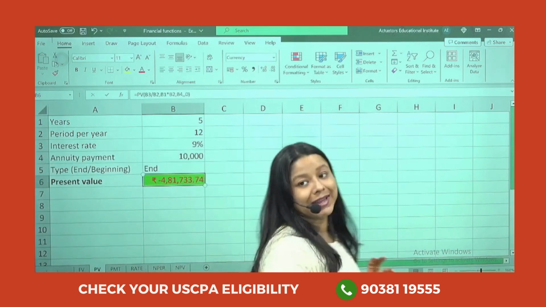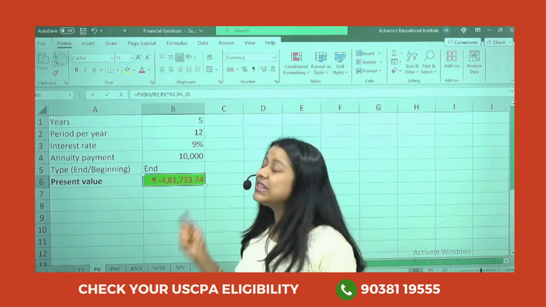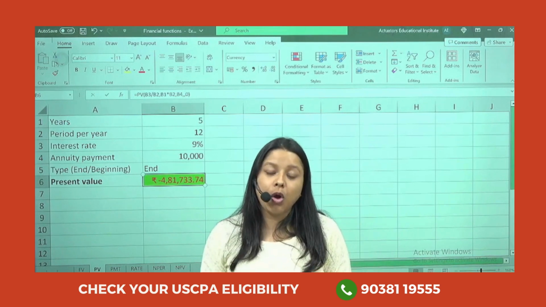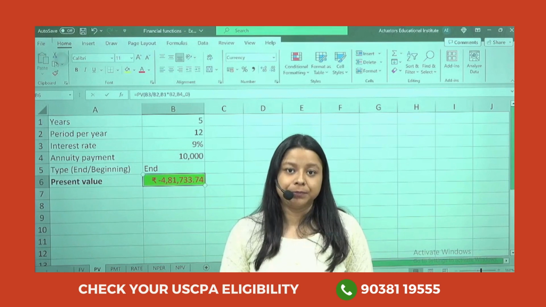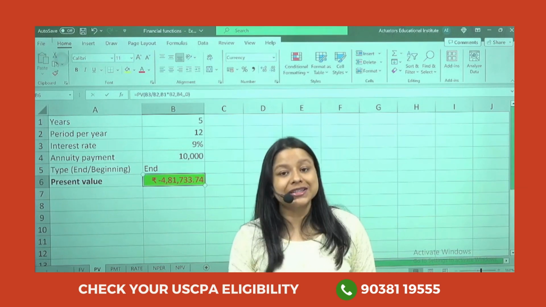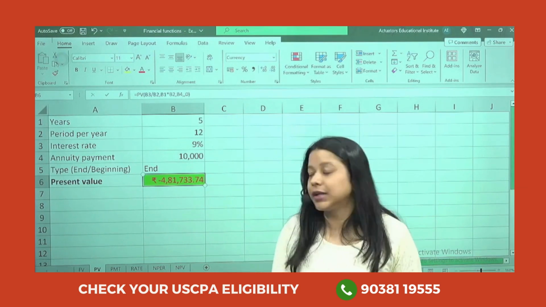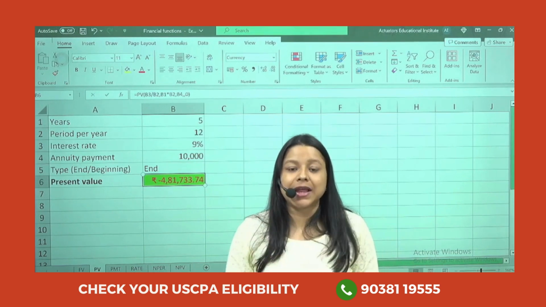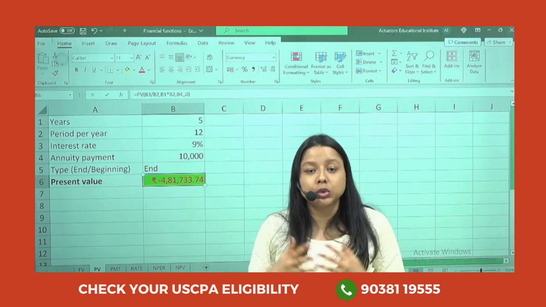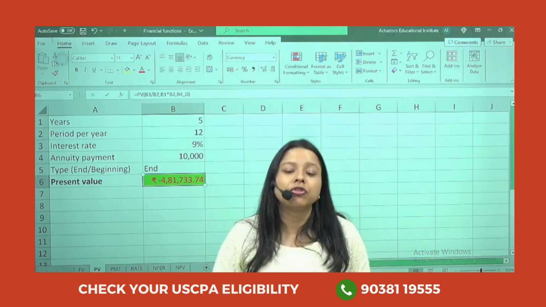Now this 4,81,733.74 is the present value of the payments of 10,000 which are made monthly at the end of the month for the next 5 years when the interest rate is 9% in the economy. So now if you stand at time 0, the total cost, the total burden on you is 4,81,000.